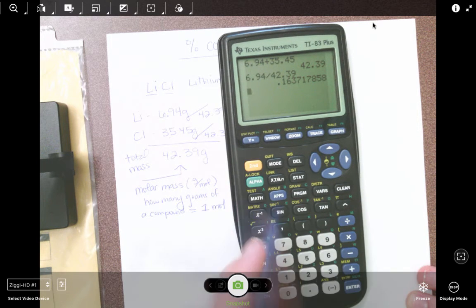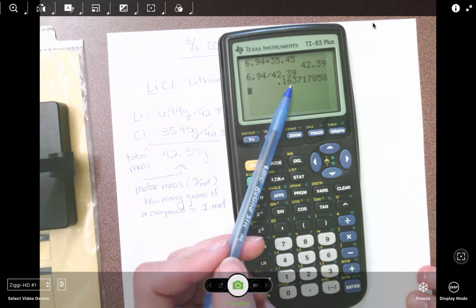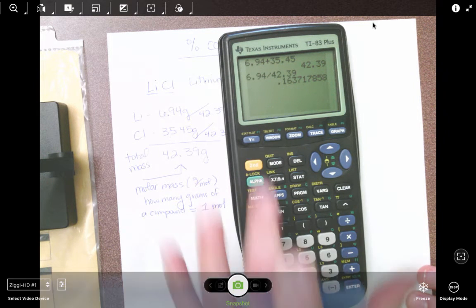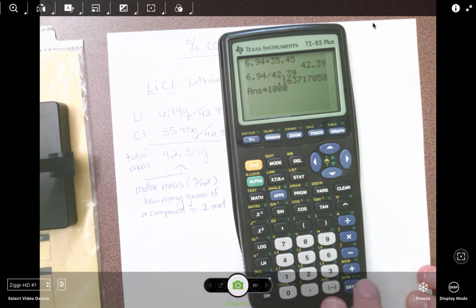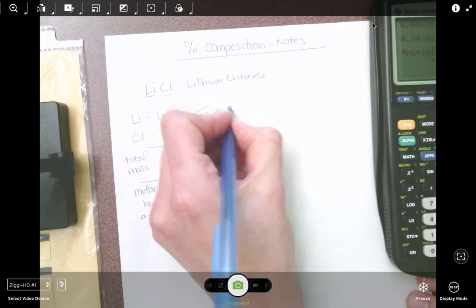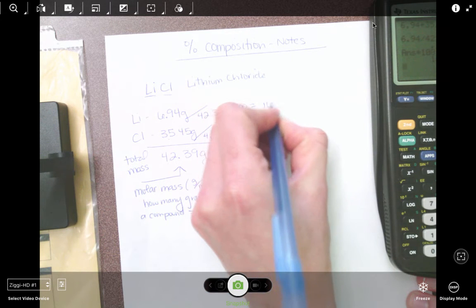And I get the number 0.16. Again, 2 places past the decimal is fine here. This is not a percentage, so I need to take that answer and multiply by 100 to get it into a percentage. So times 100 is going to get me 16%.